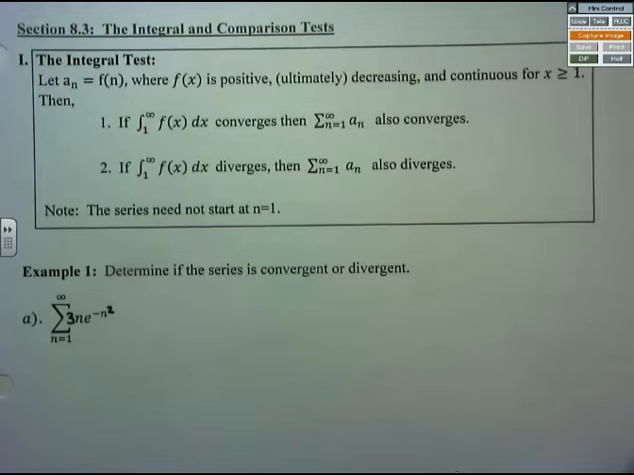Section 8.3 is called the Integral and Comparison Test. So we're going to continue to work with series and ways to tell if they are convergent or divergent.